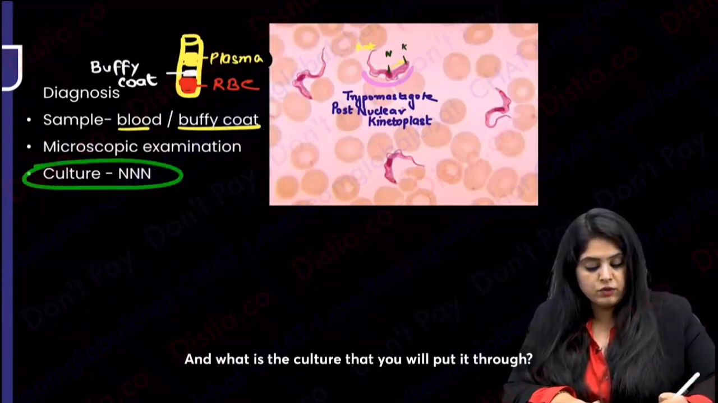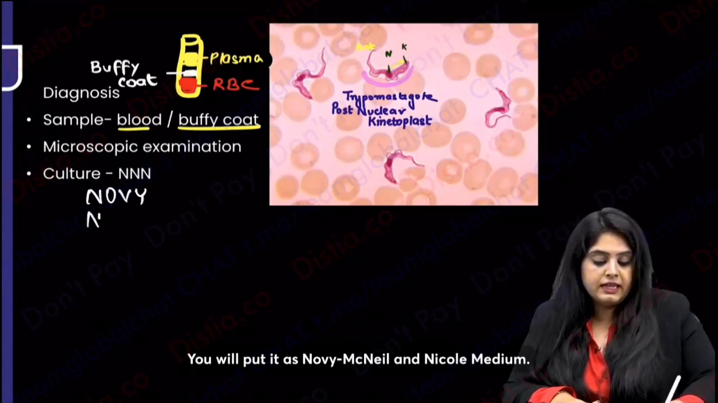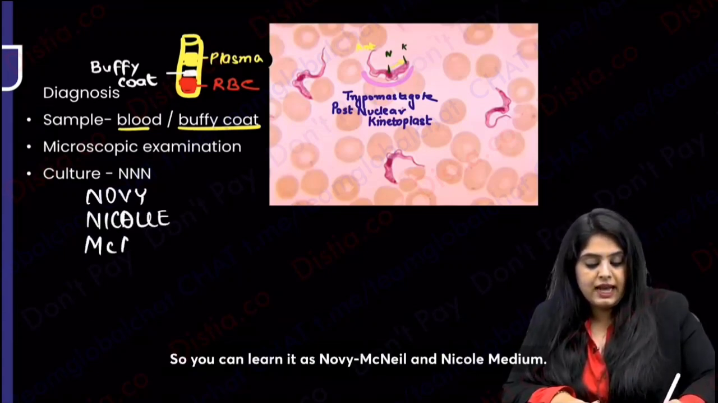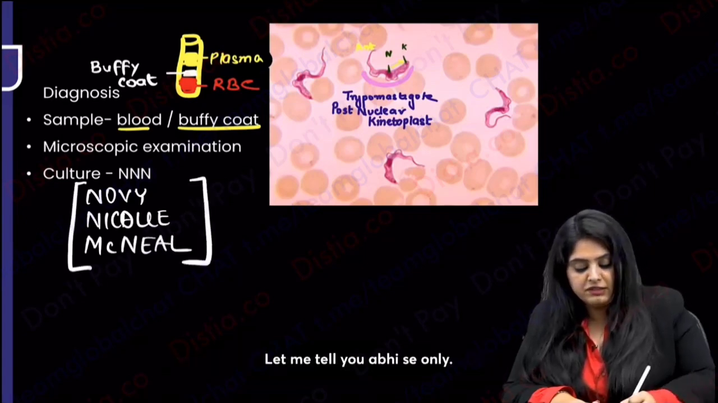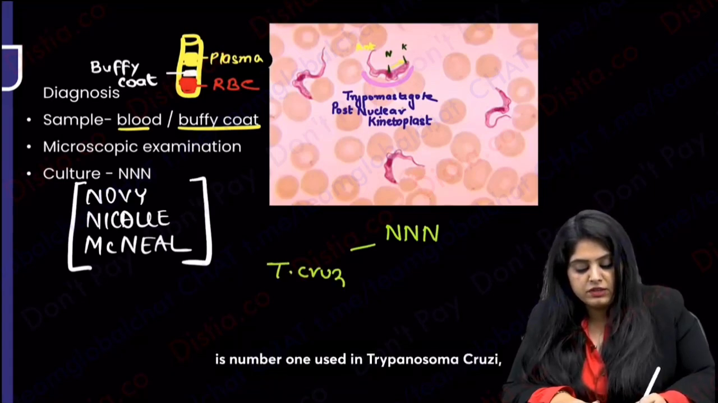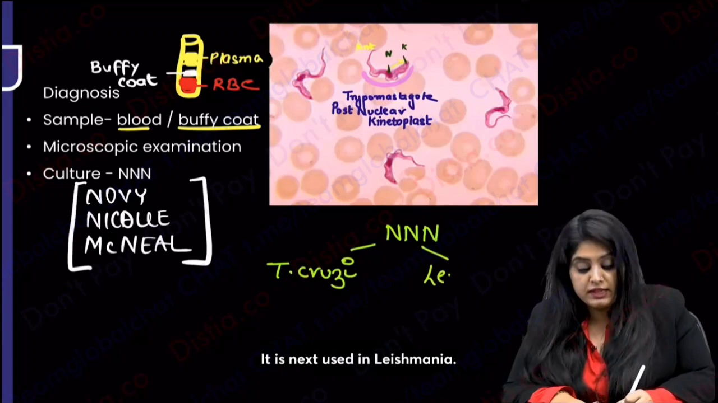And what is the culture that you will put it through? You will put it as Novy, MacNeal and Nicolle medium. So you can learn it as Novy, MacNeal and Nicolle medium. This is triple N media. Let me tell you abhi se only. Triple N media in microbiology is number 1 used in Trypanosoma cruzi, not in Trypanosoma brucei. It is next used in Leishmania.